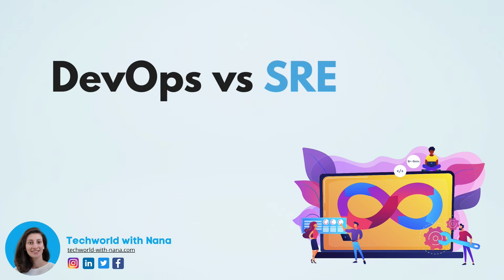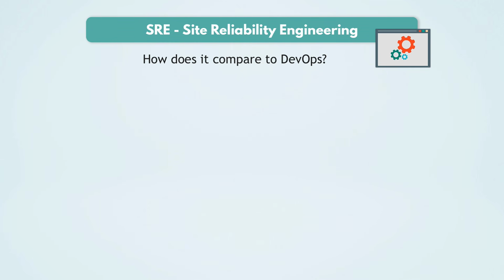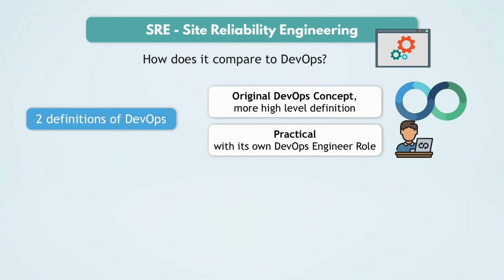To get a full picture of DevOps, I want to mention one more concept, which is SRE, or Site Reliability Engineering, and how it fits into DevOps. In this video, we learned that there are two definitions of DevOps. The original definition, which is more high level and more broad and doesn't specify how exactly DevOps should be implemented, and a more practical one, which evolved over time with its own DevOps engineer role, which is what you learned in our DevOps bootcamp.